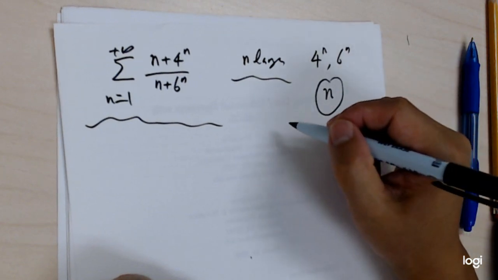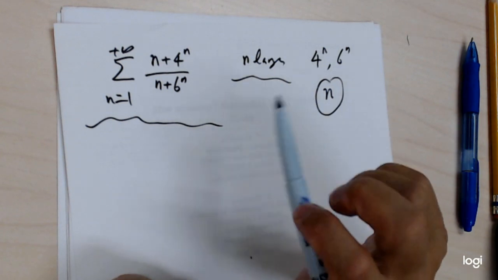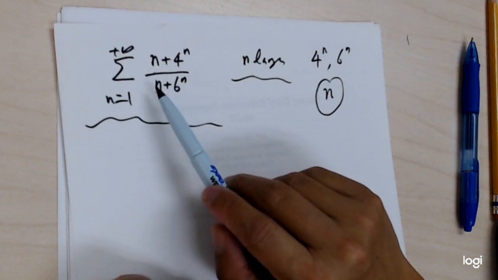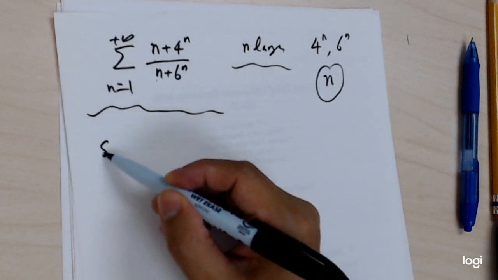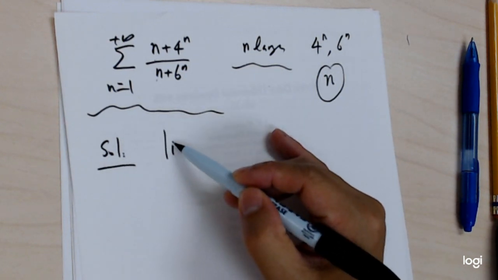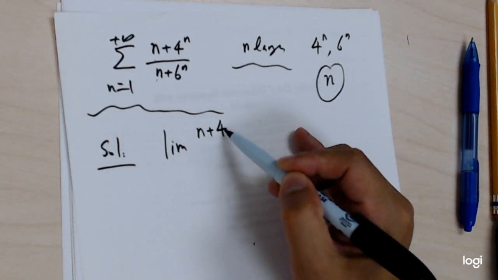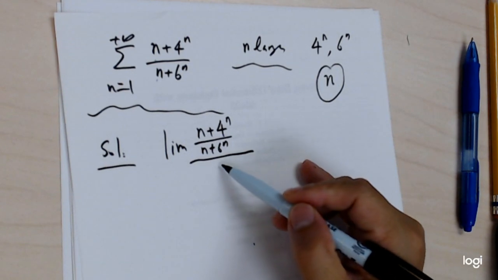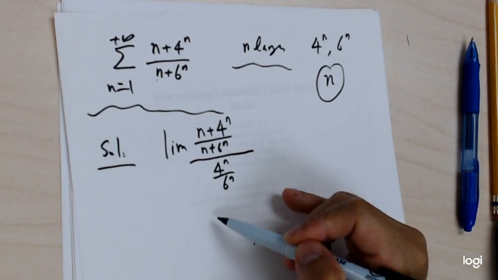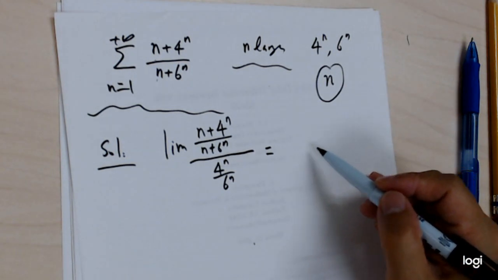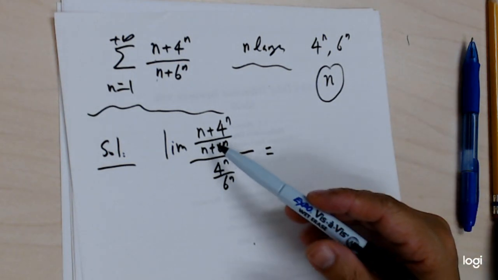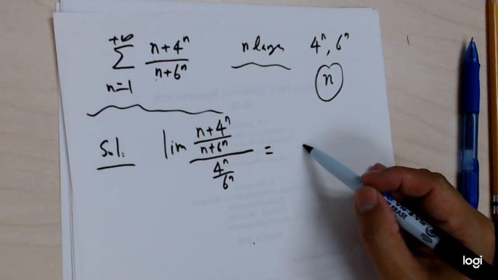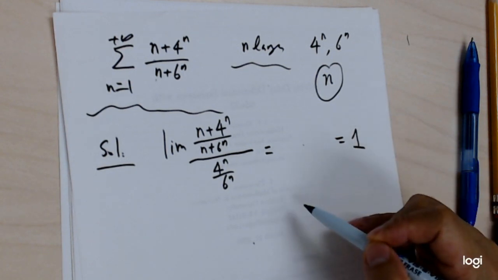So once again, we try to work with the larger terms, try to ignore the smaller terms. In this case, that happens to be the two exponential terms. That's the original one, and I will try to compare with 4 to the n over 6 to the n. So you go ahead and figure out this limit. Use the fact that 4 to the n will be a lot bigger than n, and 6 to the n will be a lot bigger than n. And hopefully you can figure out the limit will be 1.